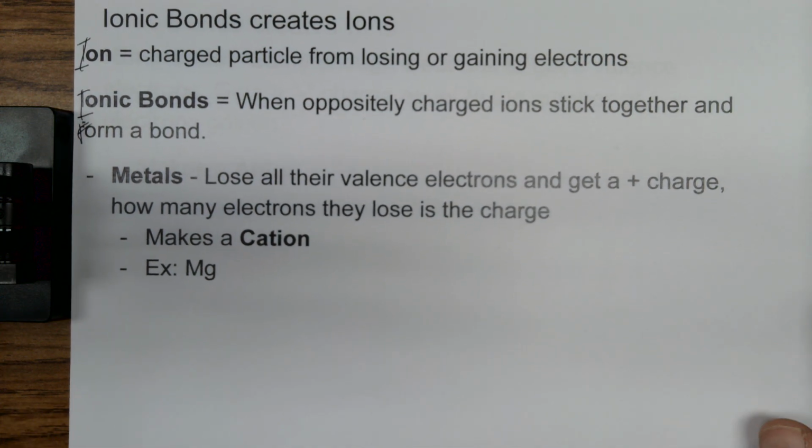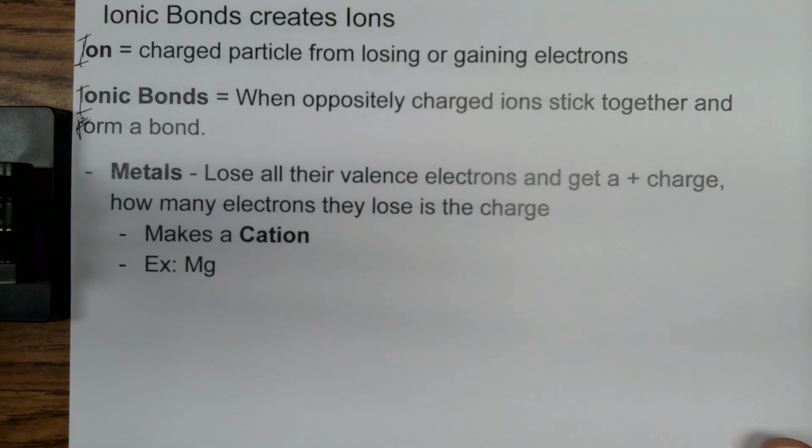Our ionic compound forms our ions, and ions are just these charged particles. So we did this earlier in the warm-up, right? When we created the different ions, we determined if metals, they were losing their valence electrons. If they were non-metals, they were gaining those electrons to fill out their valence shell. But it's also important to remember that our ionic bonds form when these two oppositely charged ions stick together to form that bond.